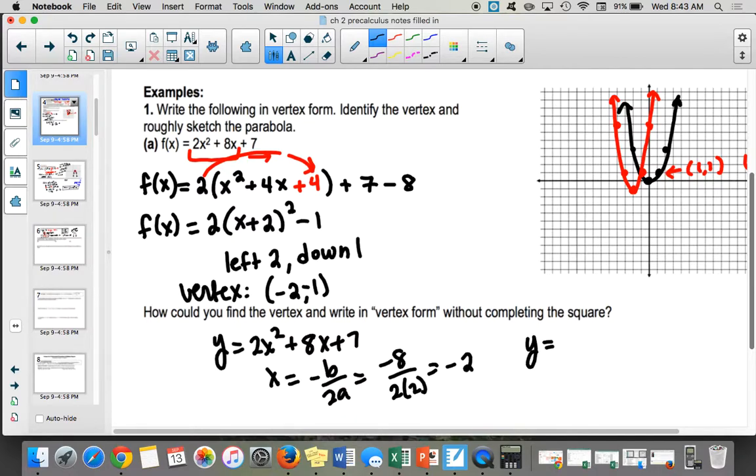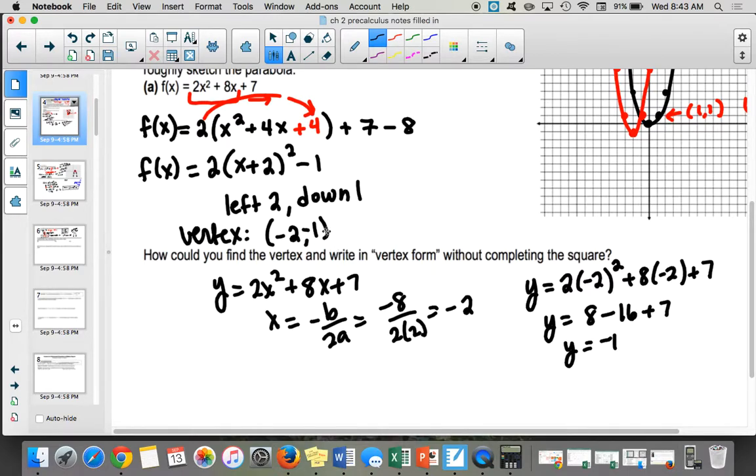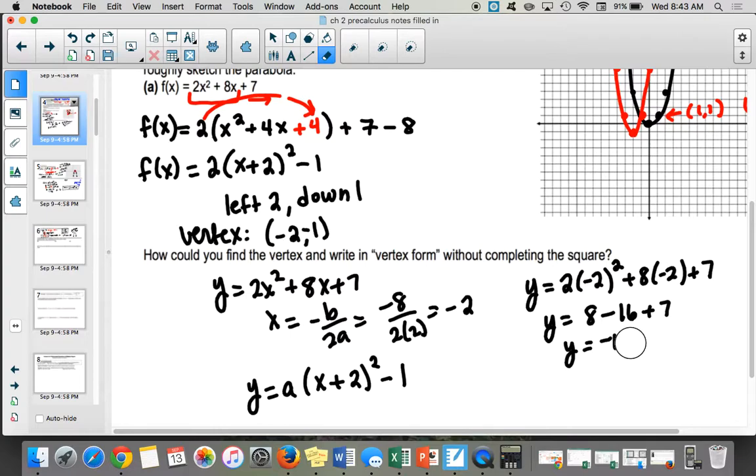We could then plug into y equals. So 2 times negative 2 squared plus 8 times negative 2 plus 7 to get the y value that goes with it. So we have 4 times 2 is 8 minus 16 plus 7. What do we get for y? Negative 1, right? Was that our vertex, negative 2 comma negative 1? Yep. So I'm going to have a times x minus an h, so minus negative 2 becomes plus 2, squared, plus k. Well, k was negative 1.